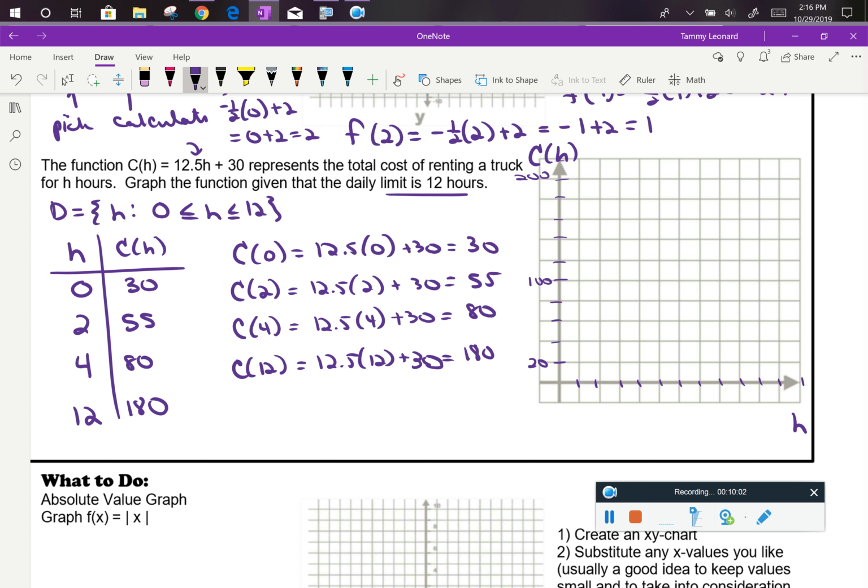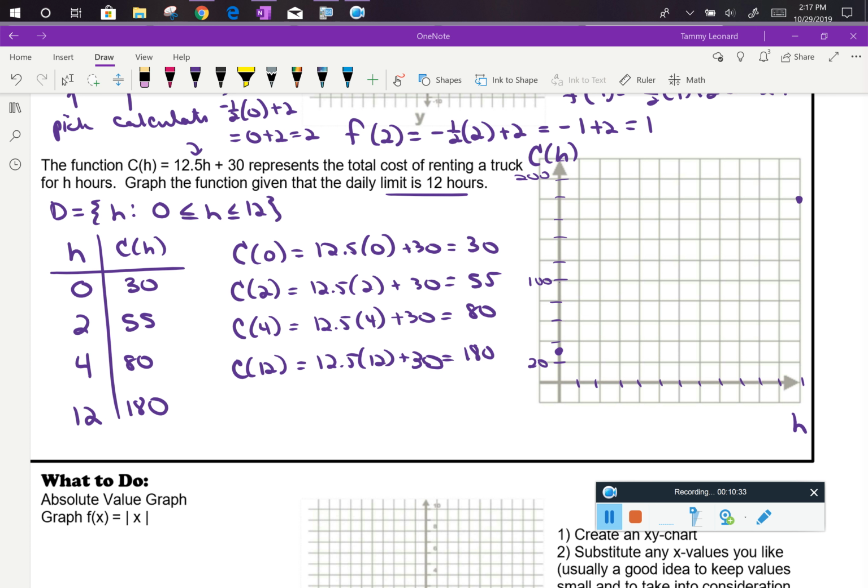So first, I can see that 0, 30 would be right about there. 55, I'm going to have to estimate a little bit. This would be 40, 50 would be in the middle, so I'm going to be slightly higher than that. If I go up to 80, I will be right here. And 180 for the 12 will be right there. 20, 40, 60, 80. Yep.